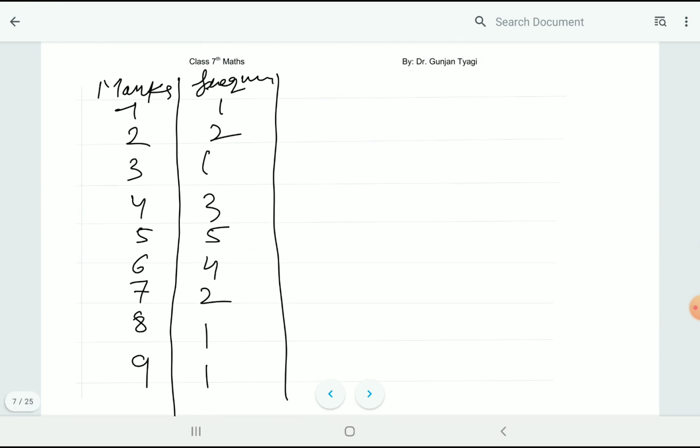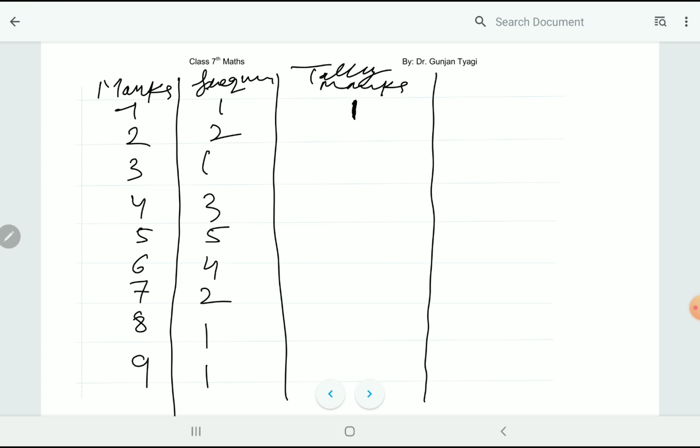Now that marks and frequency are done, let's write the tally marks. What are tally marks? Tally is a language to write numbers. In this language, 1 is 1 line, 2 is 2 lines, 3 is 3 lines. Then there is 5.